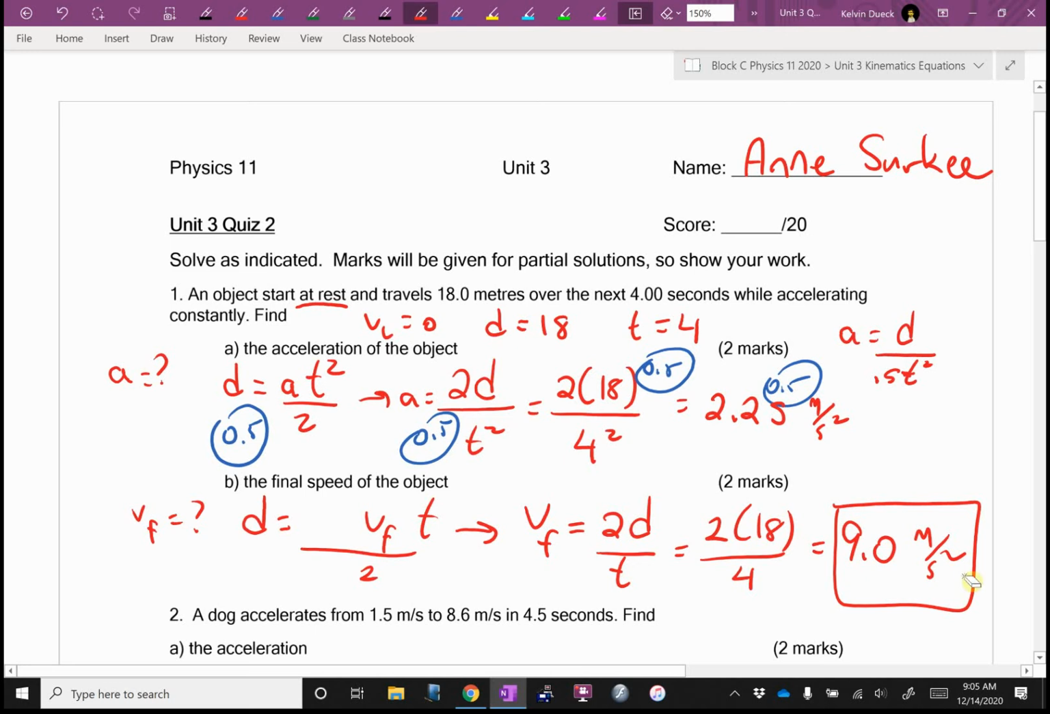I don't know why I put a squared there. I even said meters per second and wrote squared. That was silly of me. Same as before, so half mark for that, half mark for the equation, half mark for the numbers, half mark for the answer.